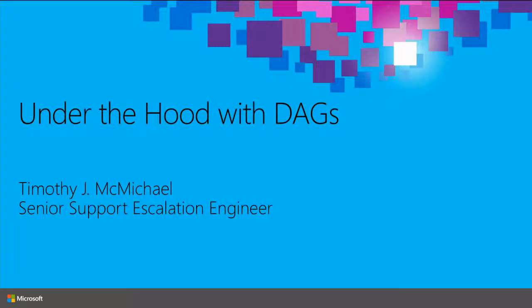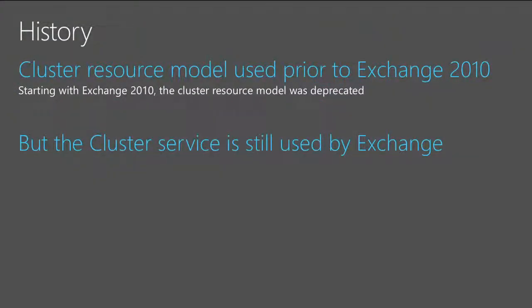So today's session is going to be a little bit different. A lot of times when we talk about high availability and we talk about DAGs, we talk about things like the replication service and how does log shipping work and how does log truncation work and what is a DAG and all this other good stuff. But there's something that is critical to the functionality of the DAG, and that is how we leverage and use the cluster service that actually sits under it. So today we're going to take a look at how it is we actually leverage and use that service in order to achieve a database availability group.